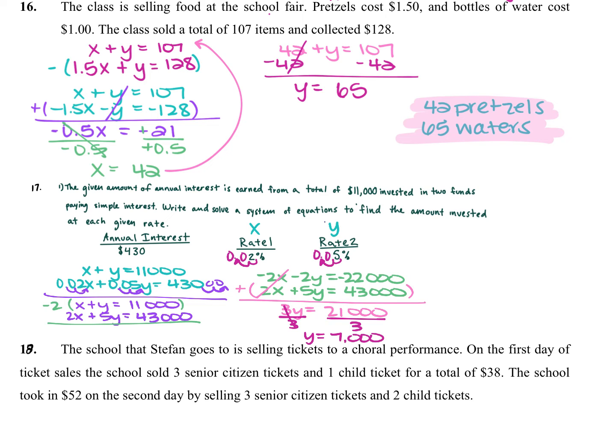To find your x, I would use the top equation. The x plus y is equal to 11,000. So x plus 7,000 is equal to 11,000. Subtract over the 7,000. Your x is $4,000. So at rate 1, that's $4,000. And at rate 2, that's $7,000.